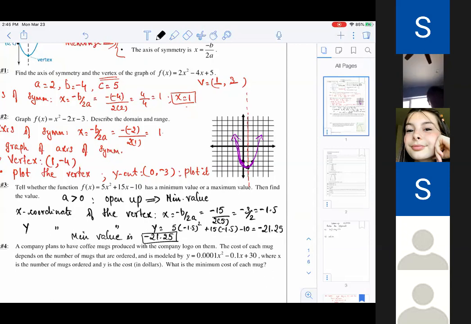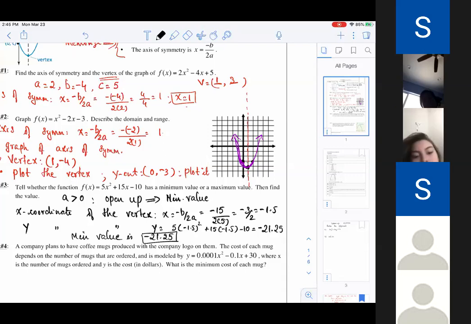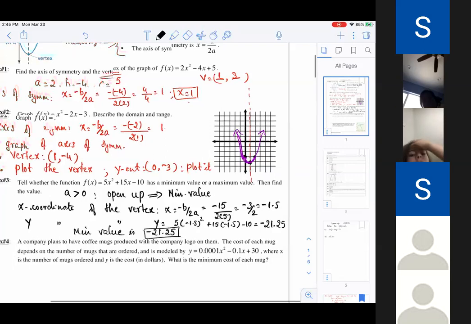Get it? Okay. So the maximum or minimum value is nothing but the y coordinate of the vertex. And you can easily figure out if it's a minimum or maximum just by looking at the coefficient of x squared. If it's positive, you have a minimum value. If it's negative, you have a maximum value.